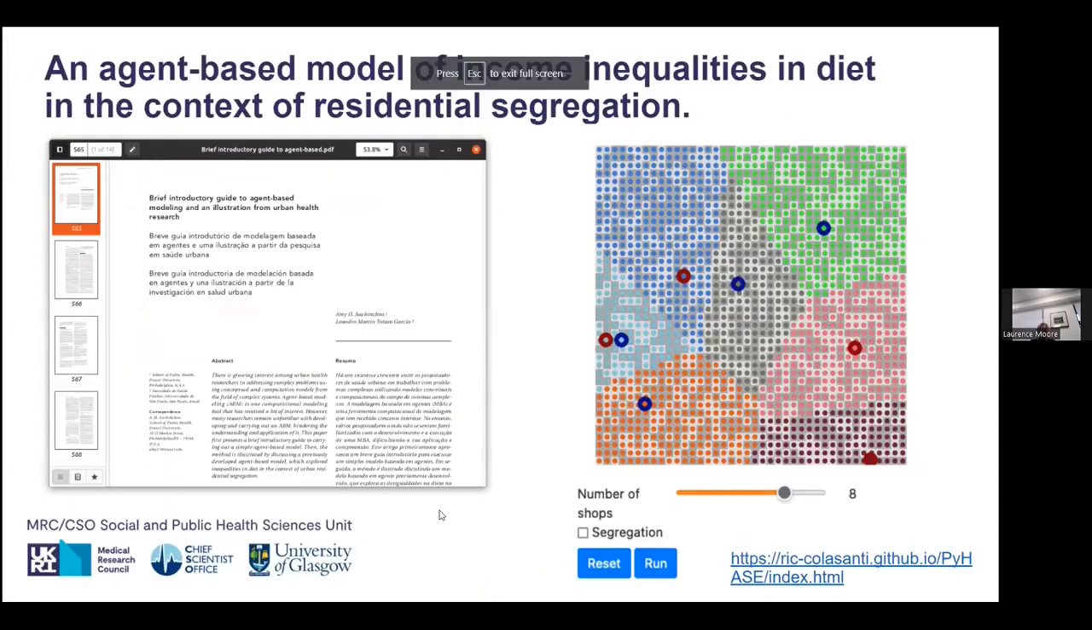So this is by Alkengloss. This is a relatively new model. And what's really nice, and I really advise you to go and have a look at this one, is she's done two papers. One where she looked at how segregation relates to diet and public health, done as a straight model. But she's also done this paper, which is terrific, a brief introductory guide to agent-based modeling and an illustration from urban health research. She goes through and takes her model and explains how she's done it in that context and talks you through it. Really, really good place to start.